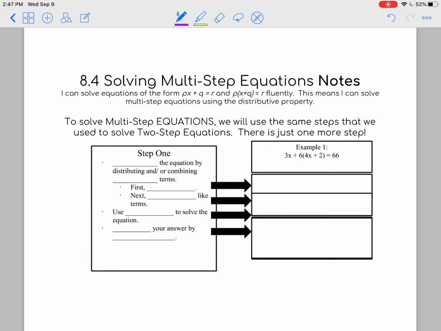So looking at the multi-step equations here, to solve multi-step equations we're going to use the same steps that we use when we solve two-step equations. There's just another step. To do this, you're going to simplify the equation by distributing and or combining like terms.